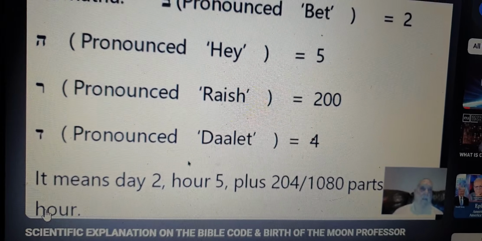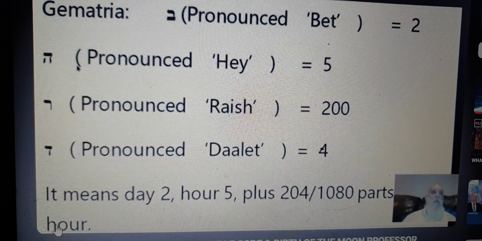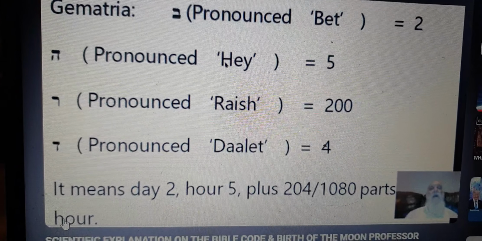And now you see the gematria. Gematria bet is 2. Hey, pronounced hey, 5. Reish, pronounced reish, 200. Dalet, pronounced dalet, 4. Which means day 2, Monday, hour 5, plus 204 portions. 1,080 portions in an hour, because this is the best number. This is divided almost by every number. So 1,080 parts of the hour. Then, after the gematria, so this is what we saw.